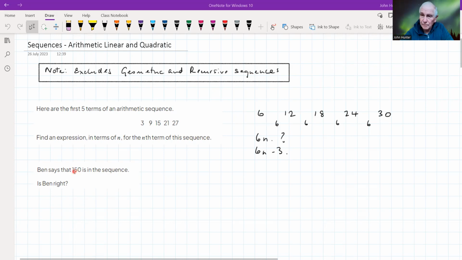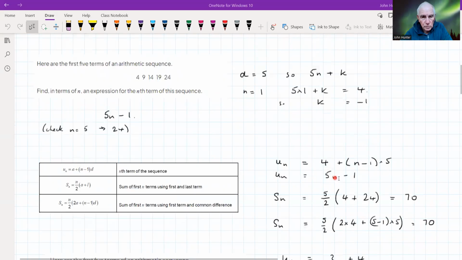So therefore 6n must be equal to 153 for that value of n. So in other words, 153 has to be a multiple of 6. If it is, it will be in the sequence. Okay, well, I'll leave you to work that out. This is the sort of thing that you get from these questions. Let's have a look at this one.